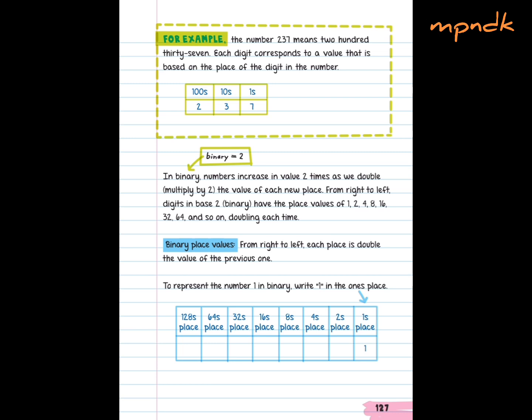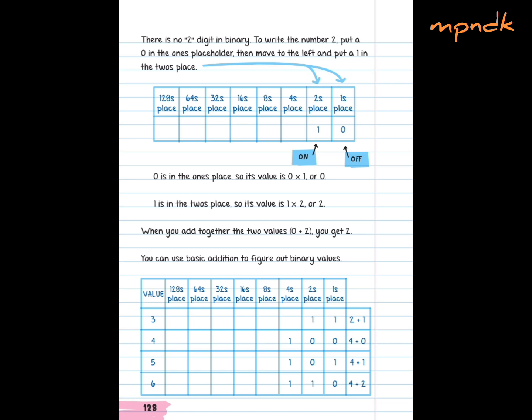To represent the number 1 in binary, write 1 in the ones place. There is no 2 digit in binary. To write the number 2, put a 0 in the ones place, then move to the left and put a 1 in the twos place. 0 is in the ones place, so its value is 0 times 1, or 0.